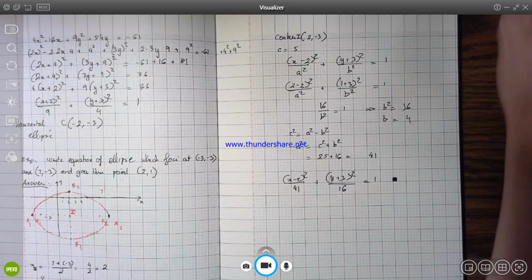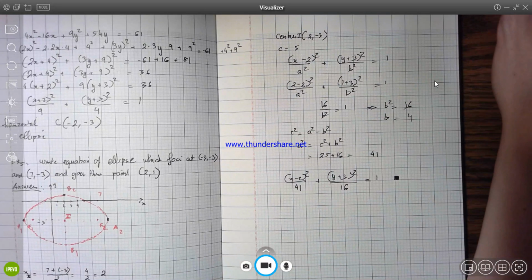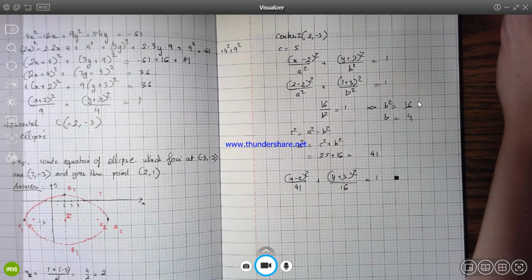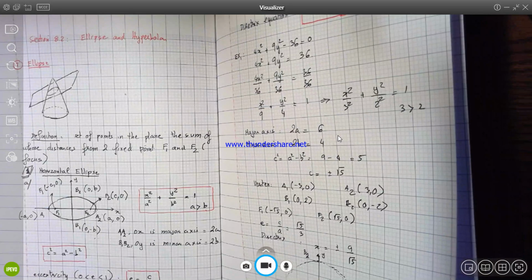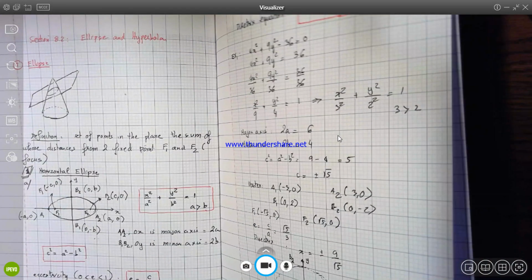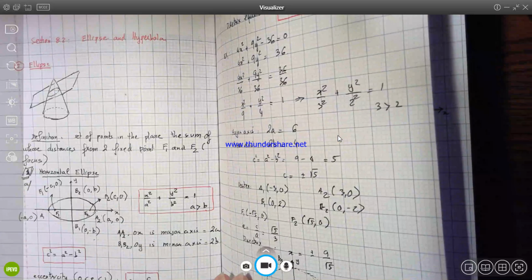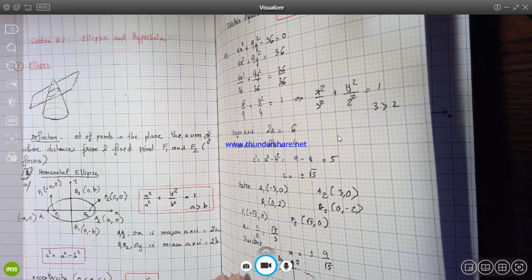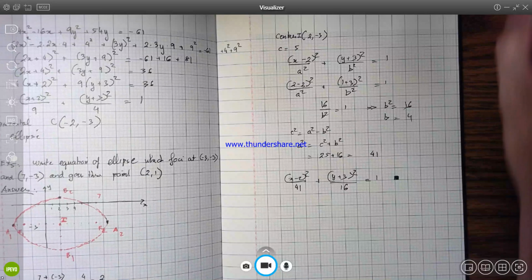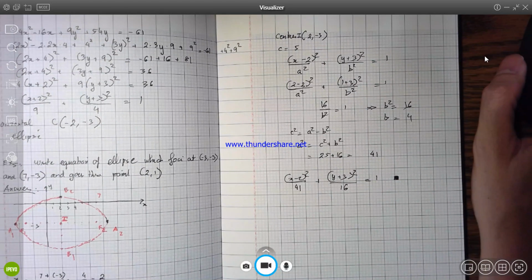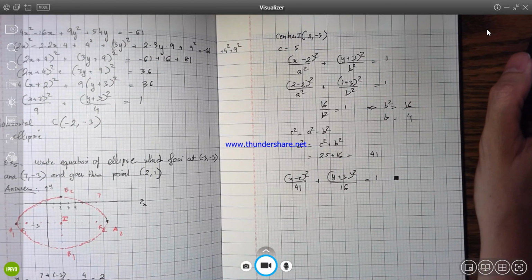Okay, I think I'm gonna stop over here. I think I have to divide this into 2 more videos, because right now I already talked about the horizontal one. So in the next video I will be talking about the vertical ellipse.